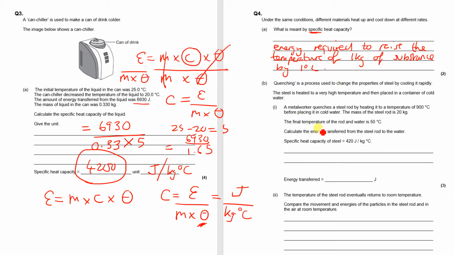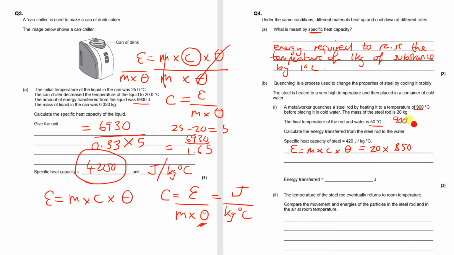Right, the next question. It says a metal worker quenches a steel rod by heating it to 900 degrees C before placing it in cool water. The mass of the steel is 20 kilograms. The final temperature is 50 degrees C. Calculate the energy transferred by doing this. So we know that energy is equal to mass times the specific heat capacity times the temperature change, which is equal to 20 multiplied by 850, because that's the change in temperature. 900 minus 50 is equal to 850.